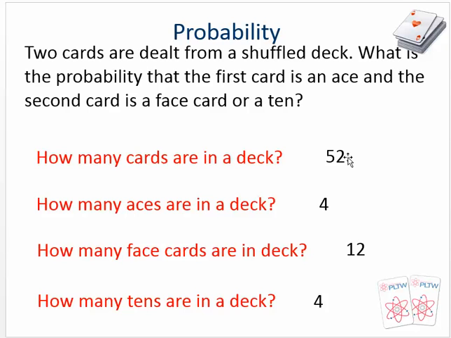First of all, how many cards are in a deck? That means there's 52 cards. There's 52 possible outcomes. How many aces are there? There's 4. How many face cards are there? There's 12. How many 10s are in a deck? There's 4.